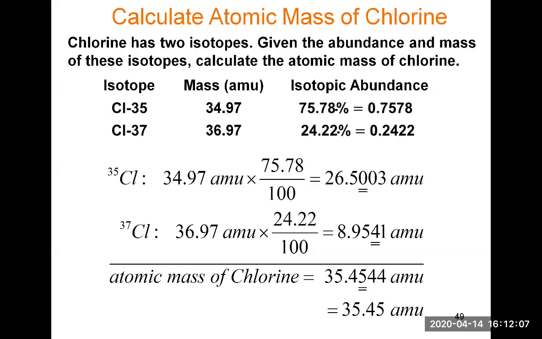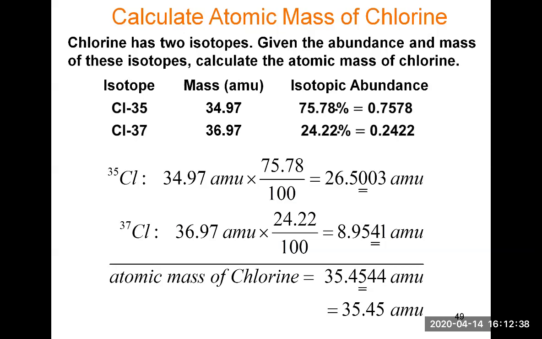Then you take the contribution of chlorine 37, which is the mass of chlorine 37, so 36.98 AMU, times the isotopic abundance of chlorine 37, which is 24.22 divided by 100. Then you calculate that intermediate answer and write it down with enough decimals.